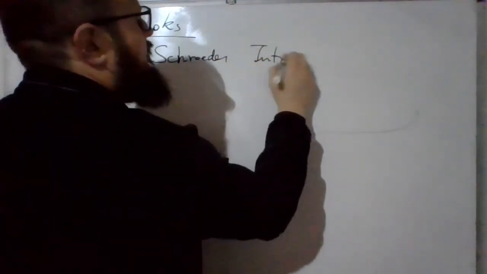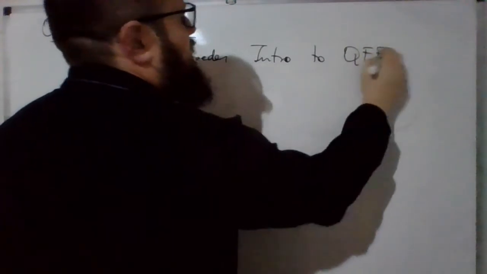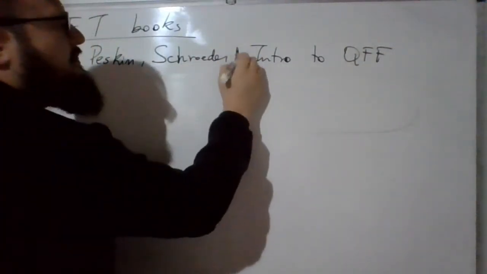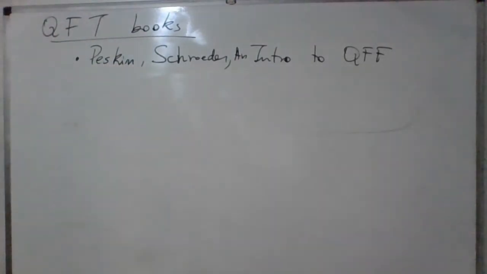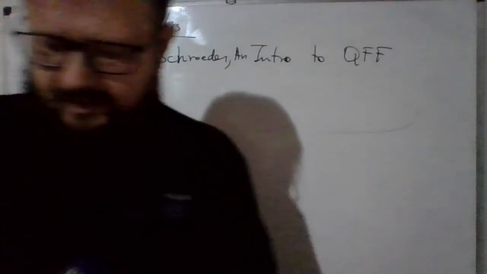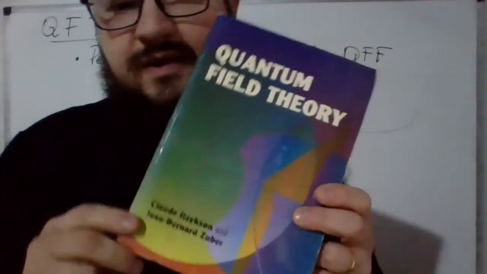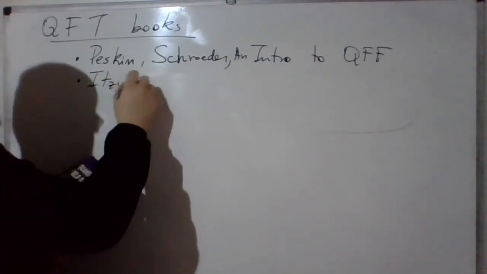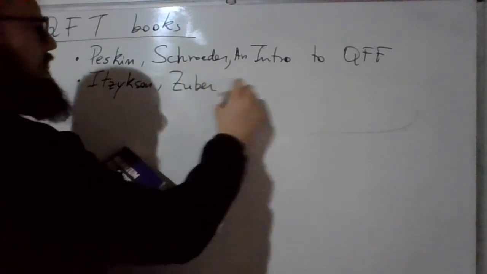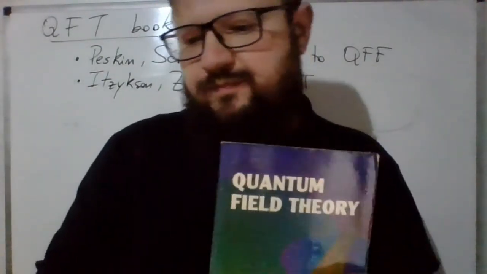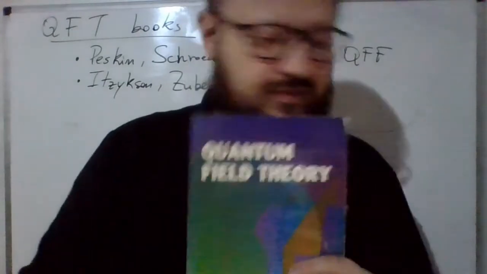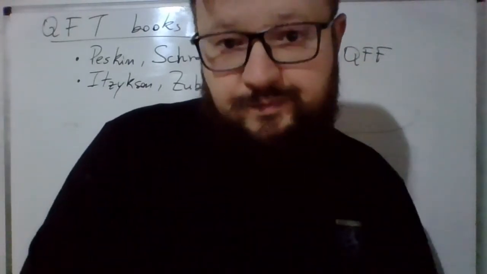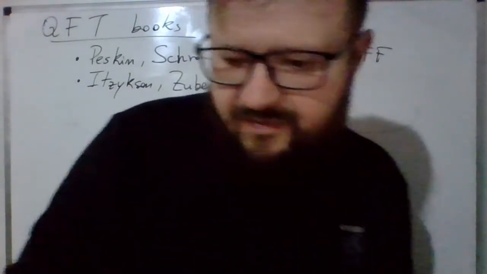An introduction to quantum field theory. Peskin and Schroeder. It's a very good book. There is also the book Quantum Field Theory by Itzykson and Zuber. Notice that the majority of the books are titled Quantum Field Theory. So it's the name of the subject. So these are the titles of these books.